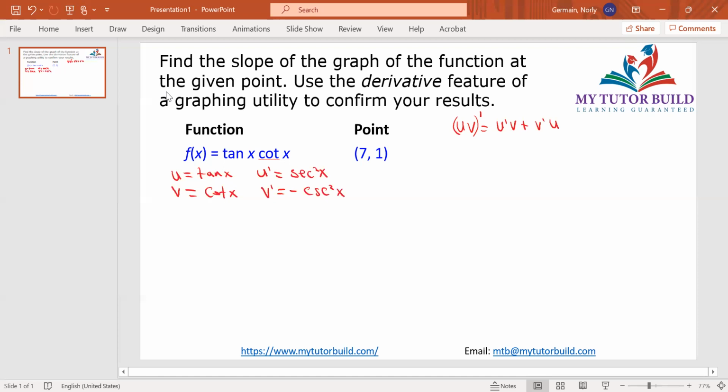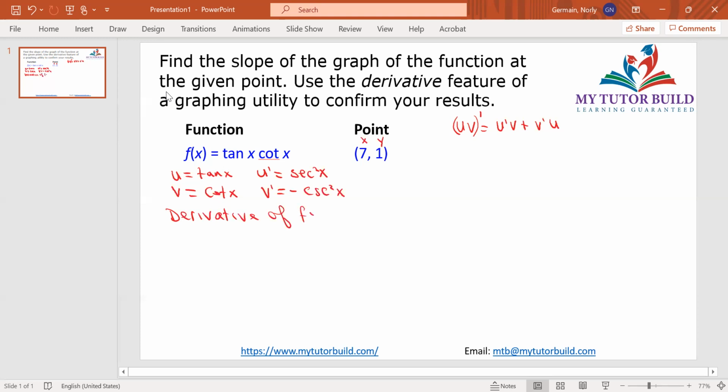Now, to find the slope, we need to find the derivative of that function first. Once we find the derivative, because the point has two coordinates, the first one is x and the second one is y. If the function is in x, then we plug the value of x into the derivative. Whatever we find would be the slope. So now what is the derivative of the function f?